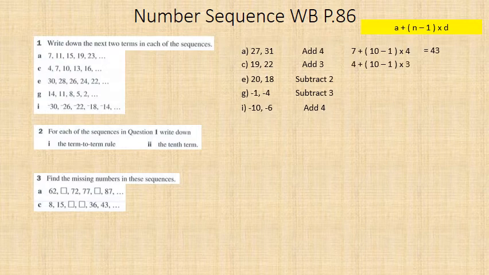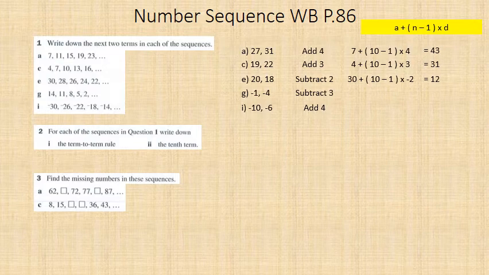So the first term is 4, so I will put it 4, and the 10th term I need to calculate it, and the difference between terms is 3. So when you calculate that, you'll find out it's 31. And after that, in question E, the first term is 30, so I will apply it, and 10 minus 1 times negative 2, because here I'm subtracting 2 every time. So the difference is negative 2. When you just calculate that, you will find out it's 12. So the 10th term in this sequence is 12.